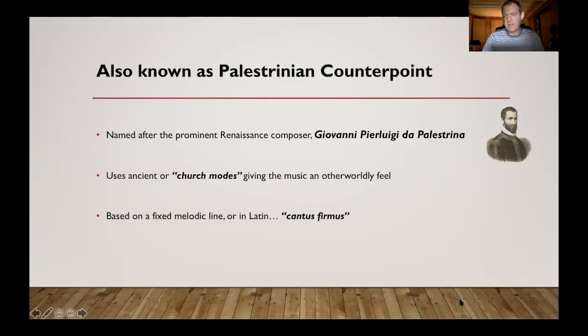Now, these are the scales that Palestrina was using in his music. And it's also based on a fixed melodic line, or in Latin, cantus firmus. So Palestrina was writing sacred polyphonic music, right? Sometimes 4 voices, 5, 6, up to 8 voices, right? And they were always based on a cantus firmus, which was one fixed melodic line. Now, this could be anywhere. It was often put in the bass, but it could be put in the tenor part or the alto or the soprano. But this was the melody that was going to be used to write against, right? All the other contrapuntal lines.